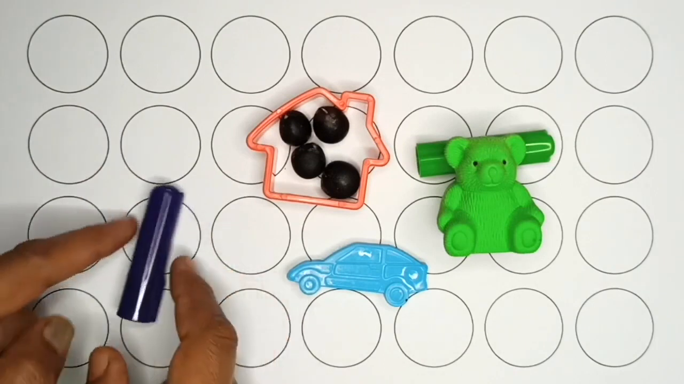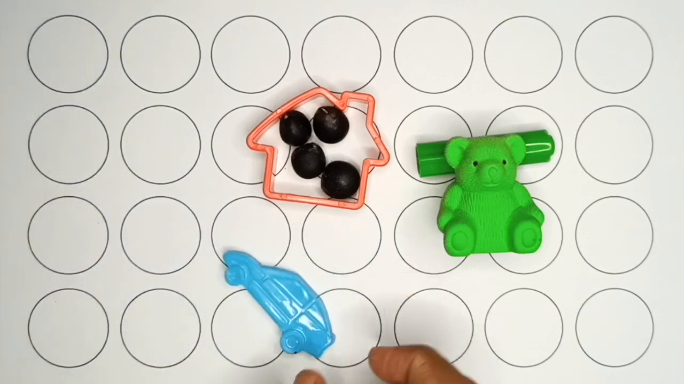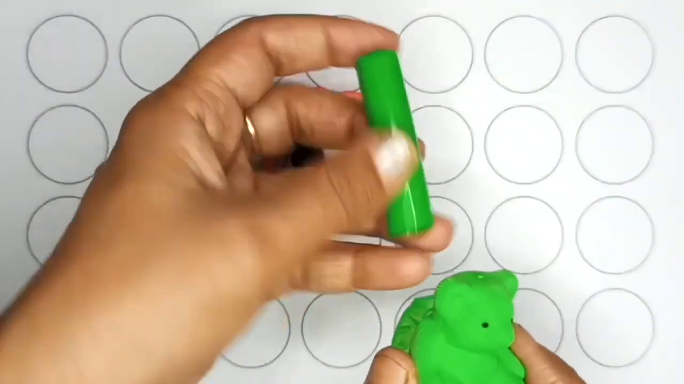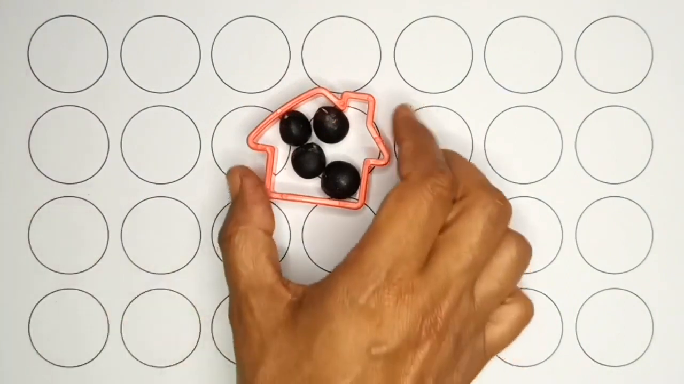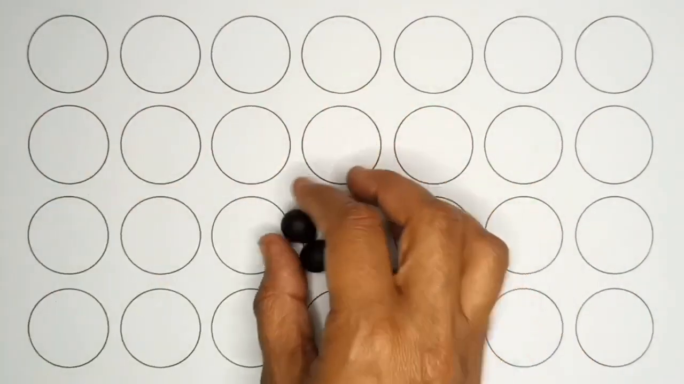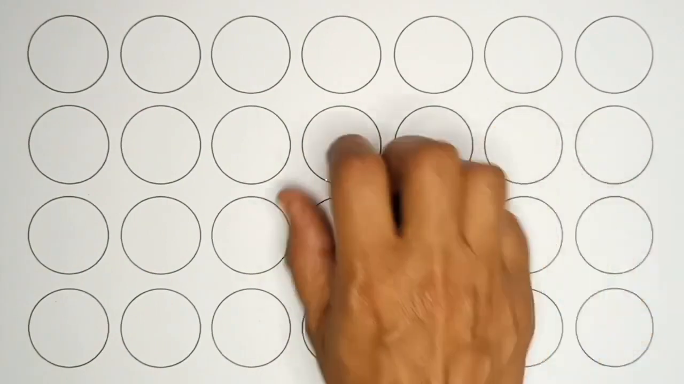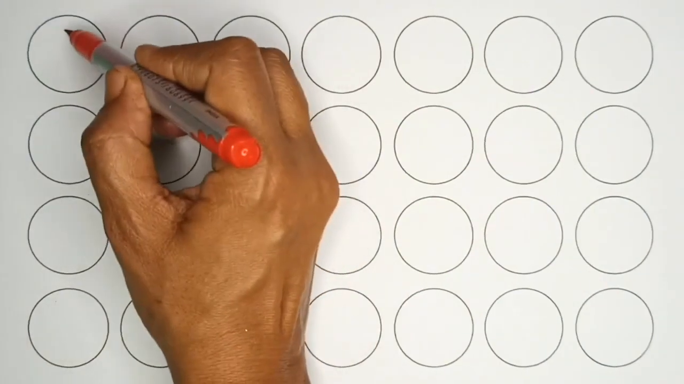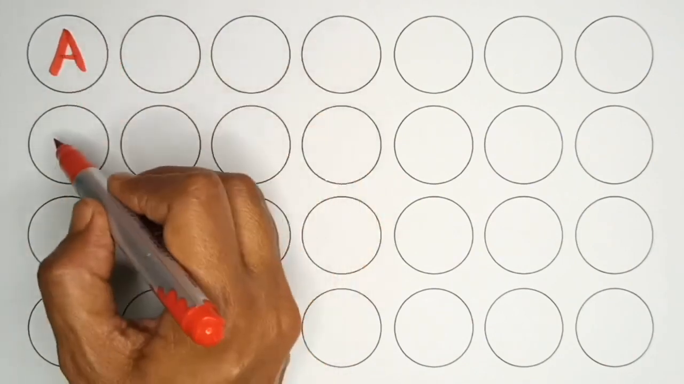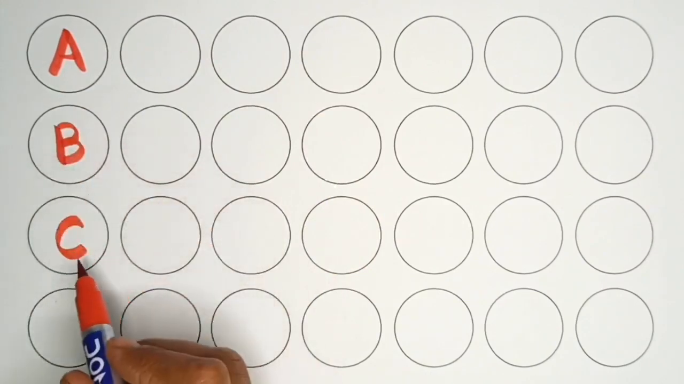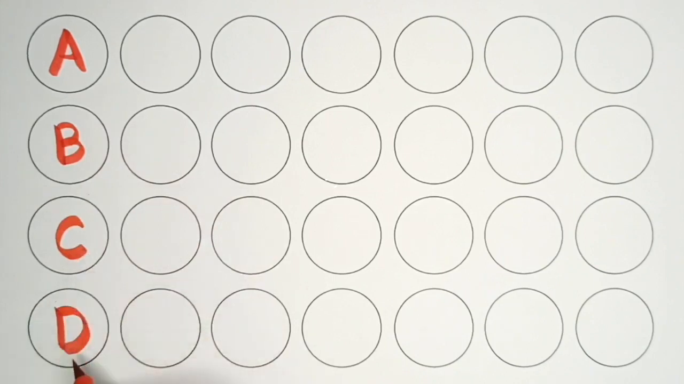Violet color. Blue color. Green color. Green color. Red color. Black color. A for apple. B for ball. C for cat. D for dog. Red color.